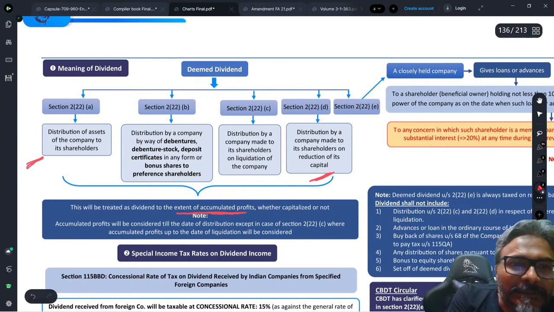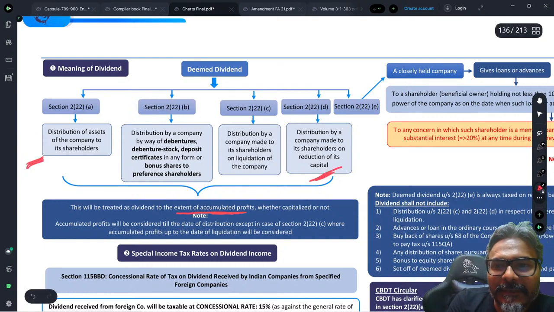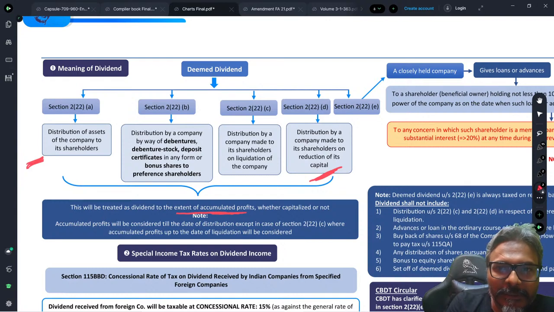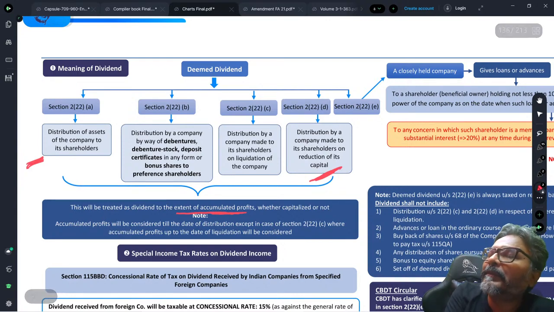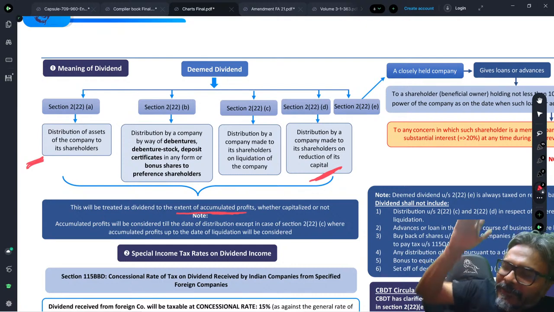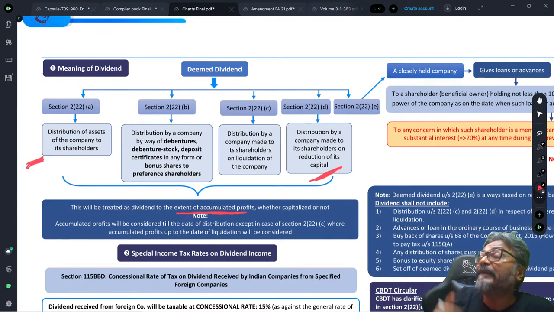So students, it is very obvious in this regard that whenever the company reduces its share capital and wants to pay out to its shareholders the proportionate amount, such payout will also be considered as a part of your deemed dividend under 2(22)(d).